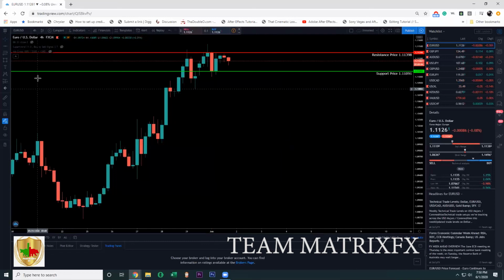All right, so we have both our resistance price and our support price labeled. This is for EUR/USD, 4-hour time frame. And this completes the basics of how to make support and resistance. Stay tuned to the next video as we continue with this markup with the trend line.